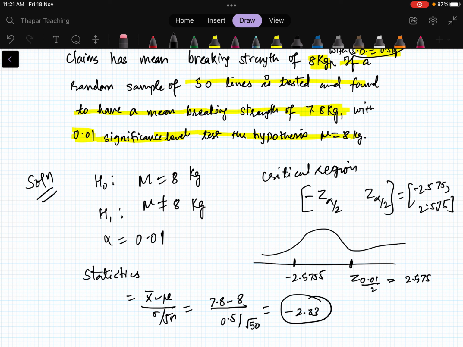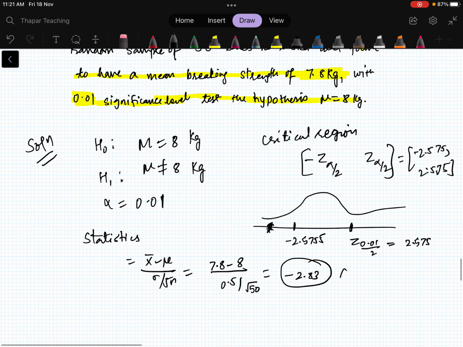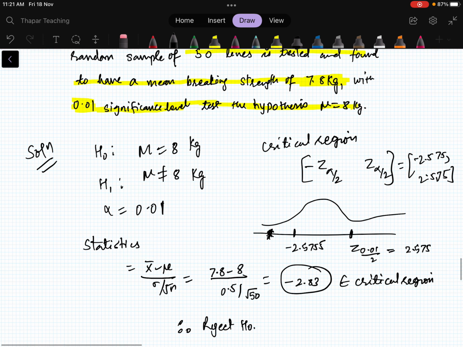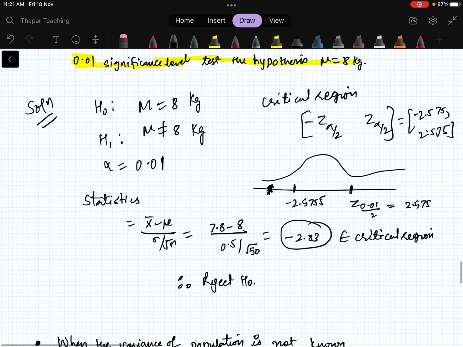Where is this number, can you locate it? It's here. This number is here. So this belongs to the critical region, outside the acceptance region. Therefore reject H naught. So we found that the mean is not 8 kg.